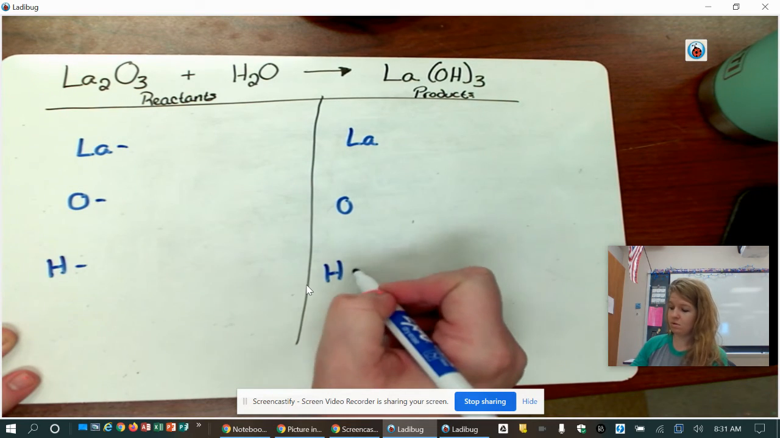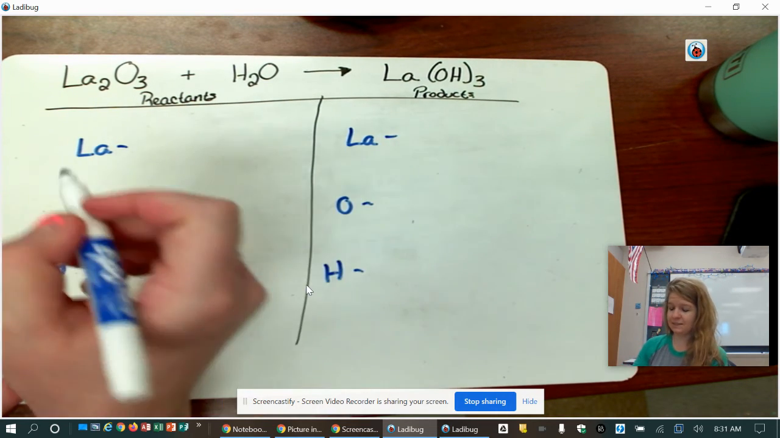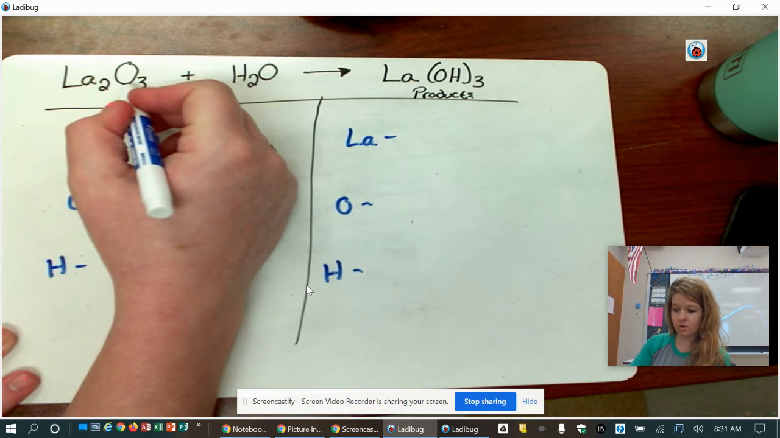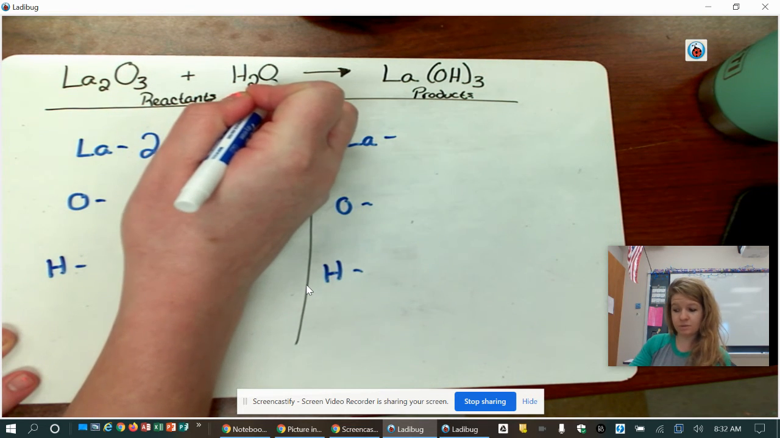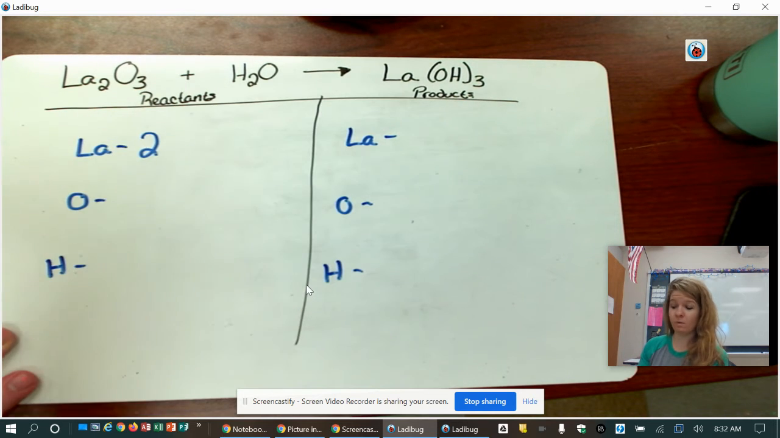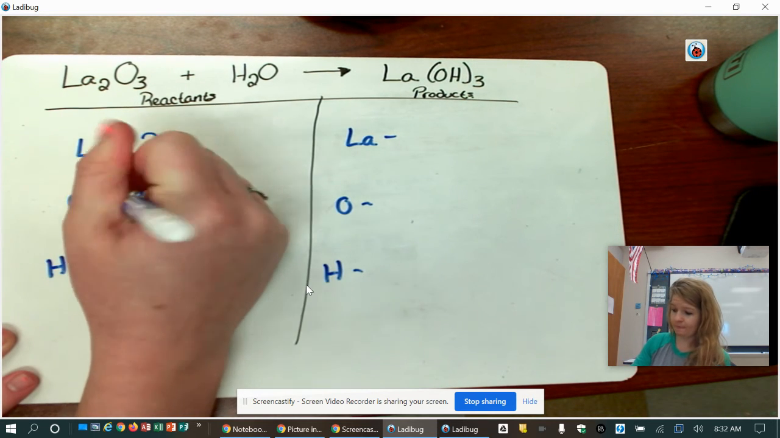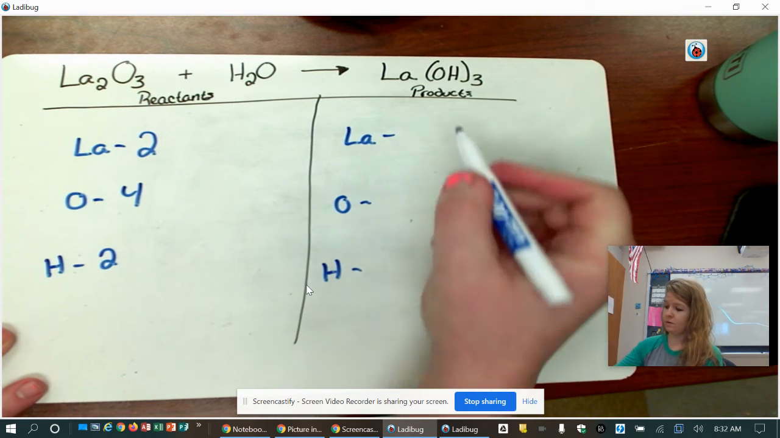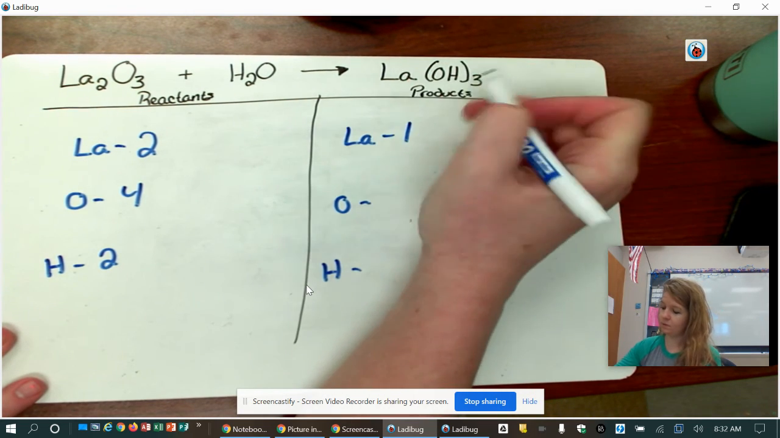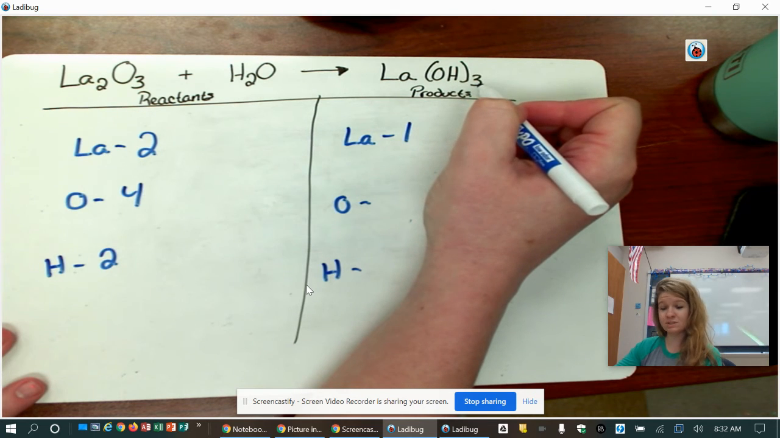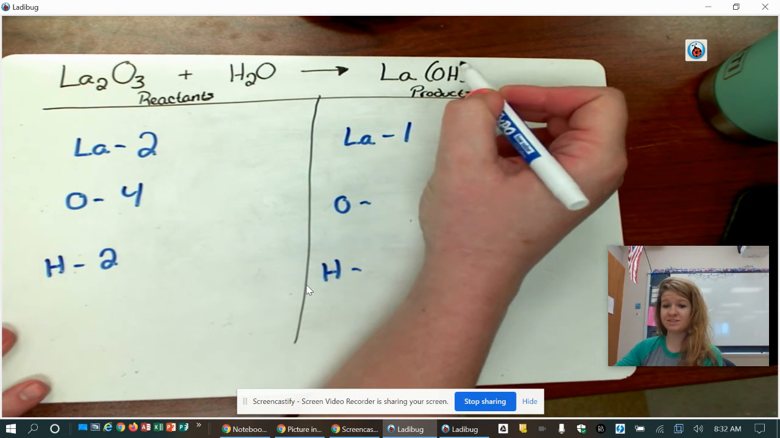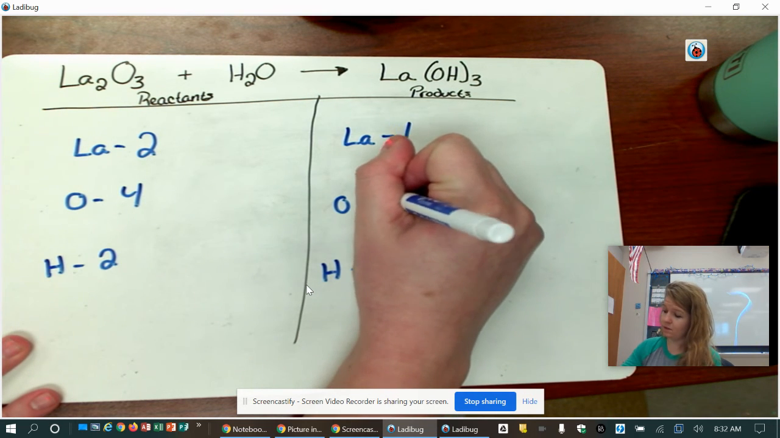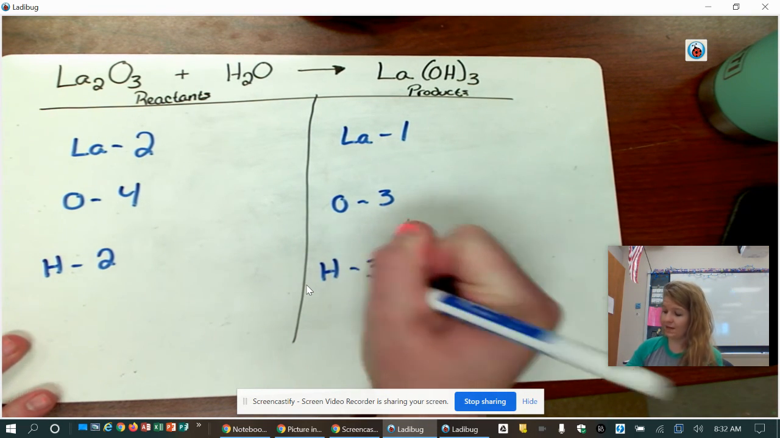Let's count our quantities. 2, that subscript right there is telling us how much. O3, and we also have the O over here, so we have 4 altogether. And we look through, we just have 2 hydrogens. Over here, 1. That 3 on the outside tells us that there's 3 OHs. Again, that's the quantity when you see those parentheses. So we have 3 O's and 3 H's.